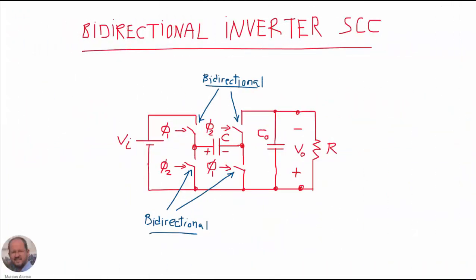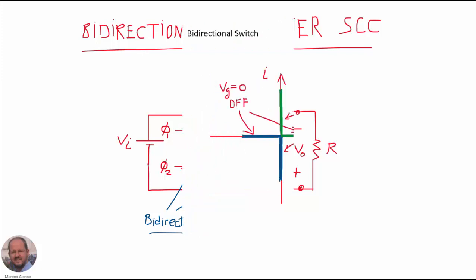The other aspect that we are going to address in this video is the possibility of implementing bidirectional SCC converters. So we have seen in previous videos that switch capacitor converters can be bidirectional, but for this we need to implement bidirectional switches here for the 4 switches in our converters. So let's see how to do this, how to implement a bidirectional switch.